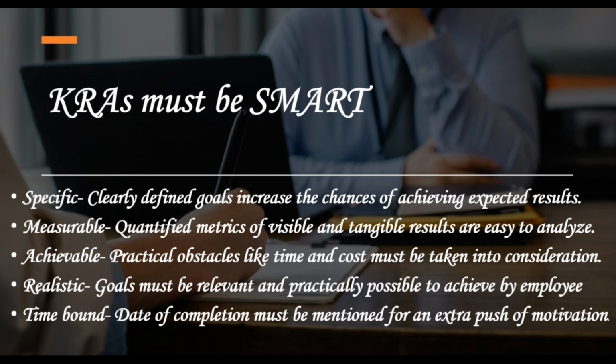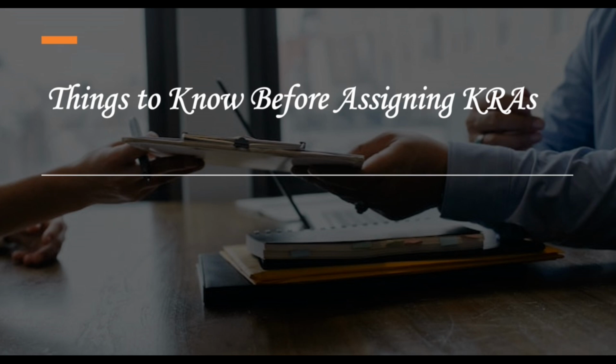Now I'm going to tell you the things to know before assigning KRA. Number first, study the vision and mission of the organization. Vision and mission are defined by every organization at its initial stage. Thus, to set KRA for employees and departments, it is necessary to align with the mission of the organization. Thereby, supervisors or KRA identifiers must deeply understand the value proposition of their company and frame KRA accordingly.